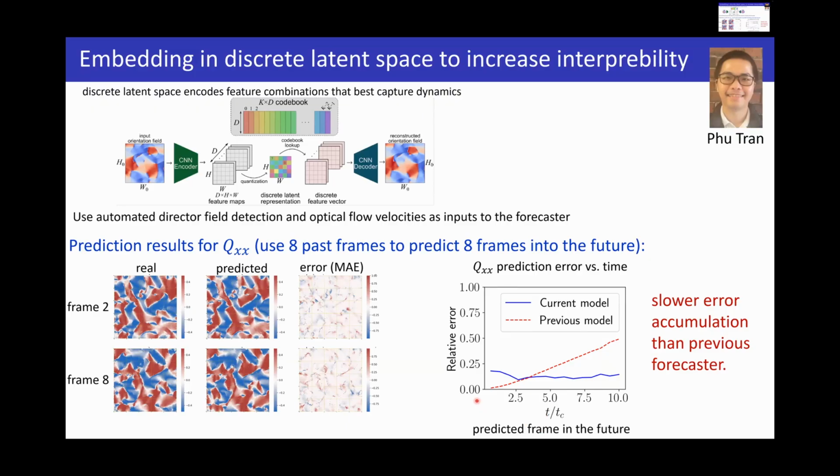So here on this plot on the right, I'm showing a measure of time. The relative error in the prediction is shown on the y-axis. The red curve is for the previous model and the blue curve is for the current model. And you see that it keeps the error down for much longer time scales than the previous model did.